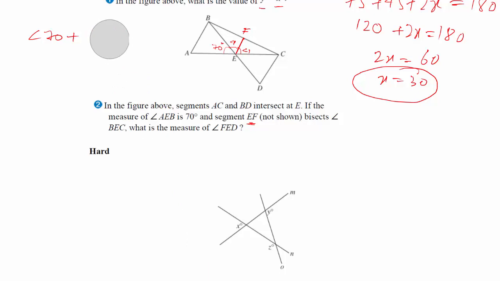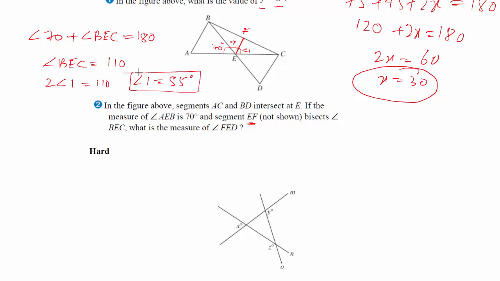I can first write it as angle 70 plus angle BEC is 180, or you can say angle BEC is equal to 180 minus 70, that's 110, and BEC is actually twice angle 1. So twice angle 1 is 110, so we can say angle 1 is 55 degrees. So we got angle 1 is 55, but we don't know CED. CED plus angle 1 is our required angle, FED.